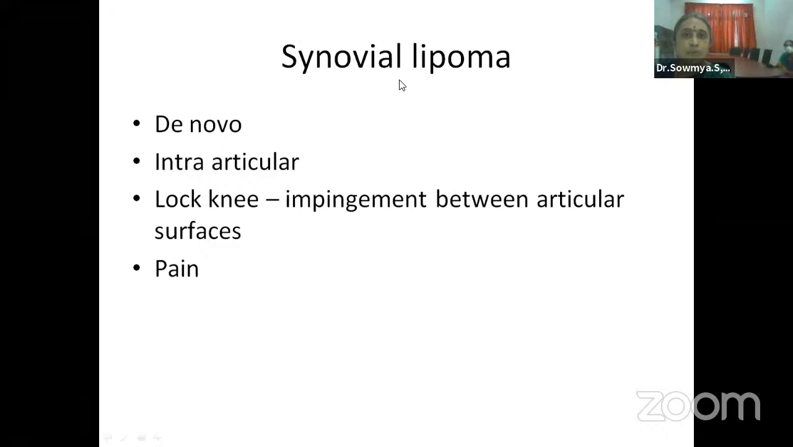So synovial lipoma is de novo, a benign tumor, and it can also occur intra-articular, and many a time it can present with locked knee. That means you can see the lipoma impinged between the articular surfaces. So it can give rise to pain once again. So it will be similar in presentation. But what are the other differences we can look into?